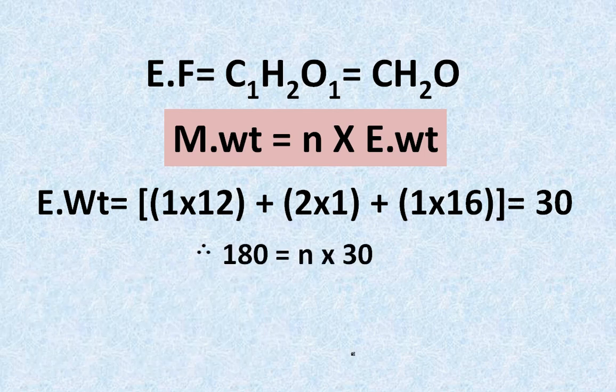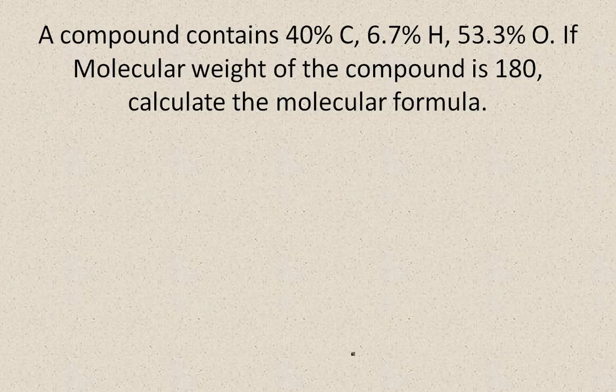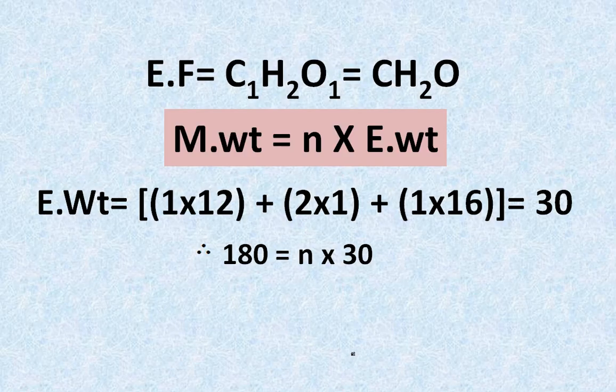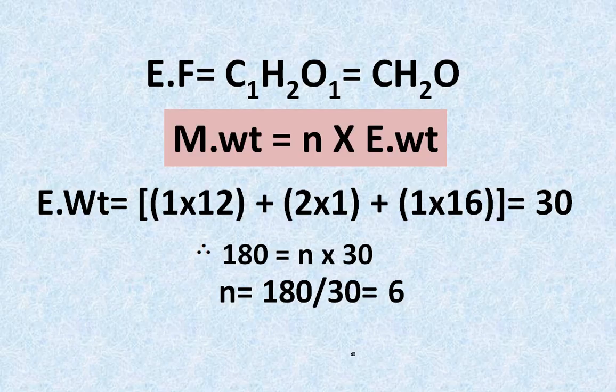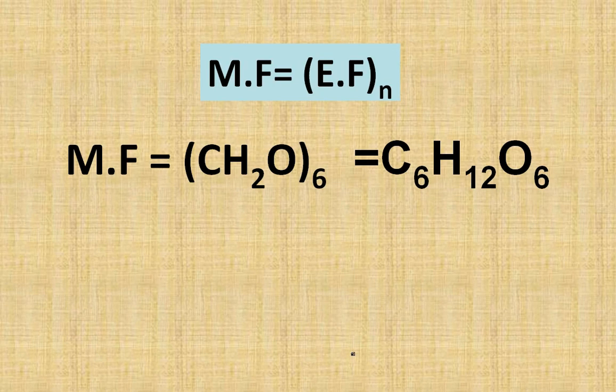So 180 is equal to n times 30. In the question itself, it is given that the molecular weight of the compound is 180. So we just substituted: molecular weight is 180, n times 30. So n is equal to 6. So the molecular formula becomes C6H12O6.